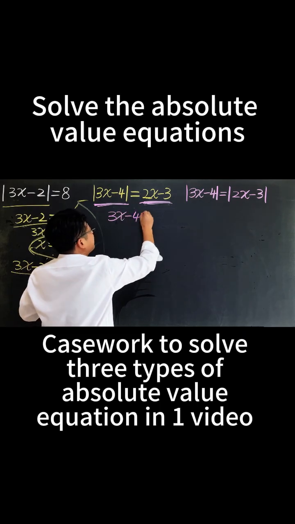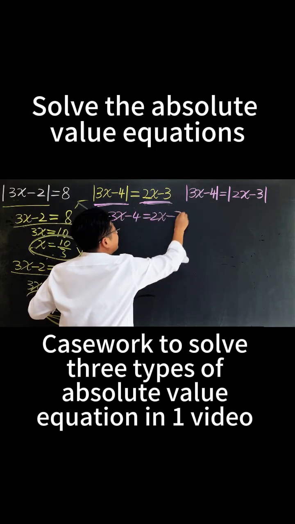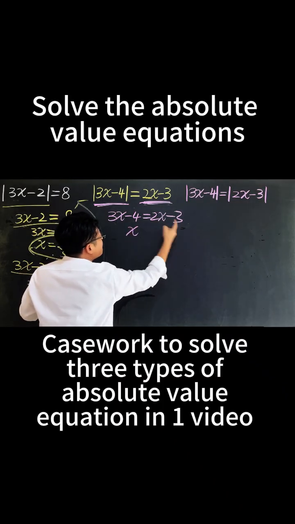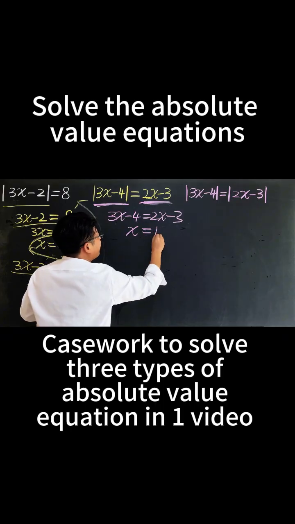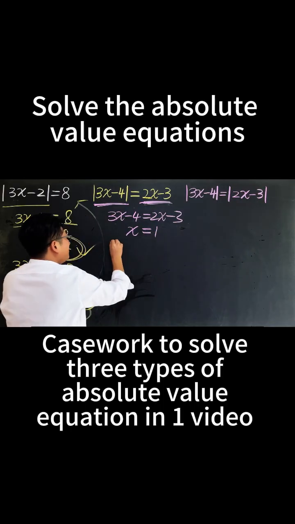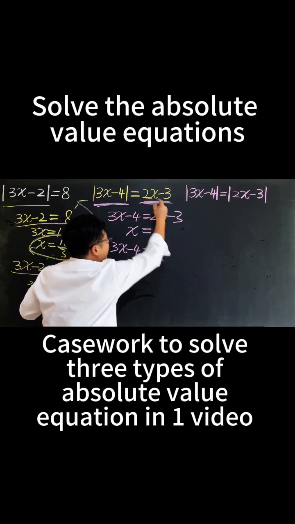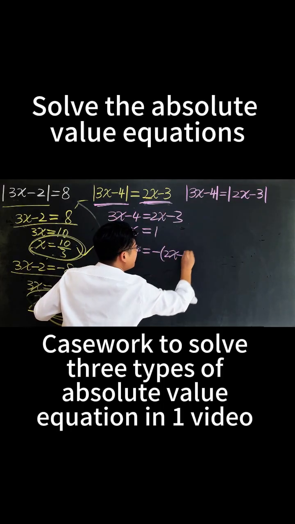3x minus 4 equals 2x minus 3, right? Work it out and see what x equals. Move it over and you get x. Move the negative 4 over and it becomes 1, right? Isn't it equal to 1? Okay, now for the second case, 3x minus 4 equals negative 2x minus 3, right? So these are the only 2 cases.